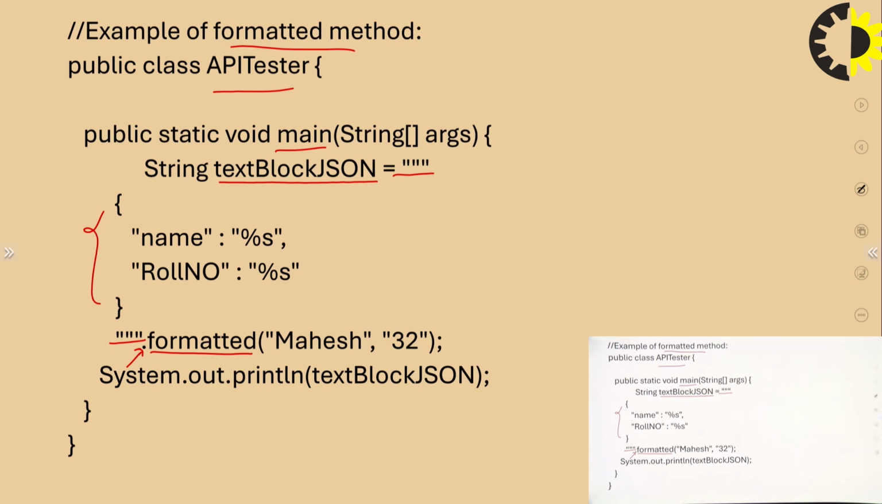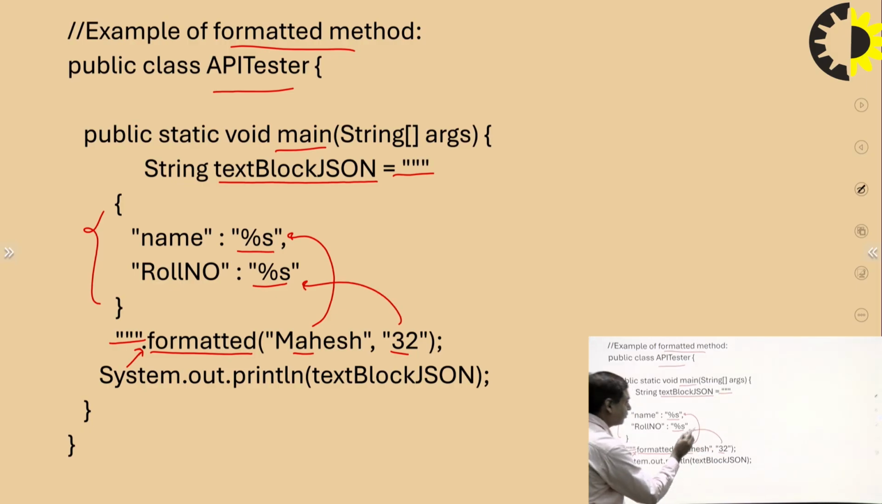So here you can see %s and %s. Here the data is not mentioned. Data is given here. Here the data is Mahesh, the value is 32. Automatically it will map to here. So the first value will be given to the first %s, the second value given to the second %s.